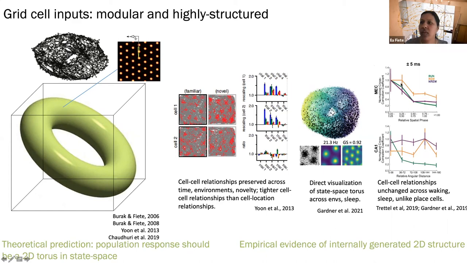So this suggests that these dynamics of grid cells are highly structured and internally generated. And this is not true for the hippocampal place cells.